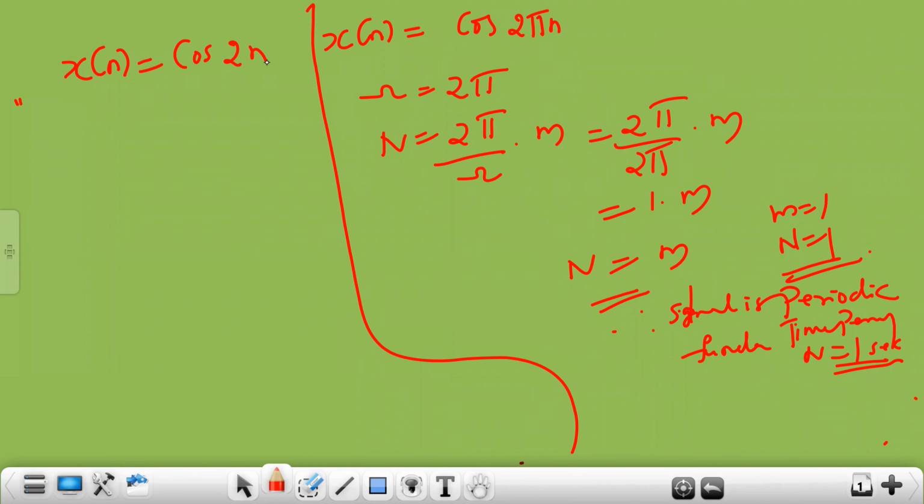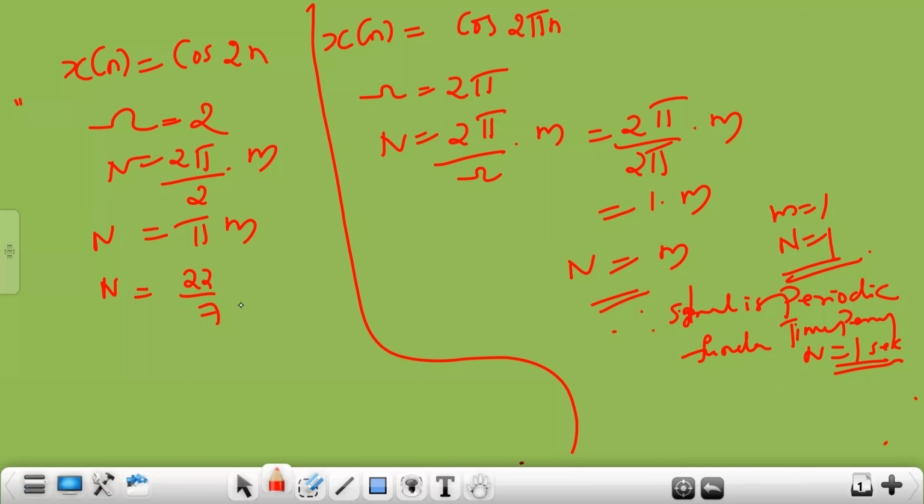Sir, m equal to 1 by pi. N is equal to pi into M, right? What did you get? N is equal to pi into M, right? Yes, sir. Omega equal to 2. So N equal to 2 pi by 2 into M. So pi M. Pi is 22 by 7 into M.